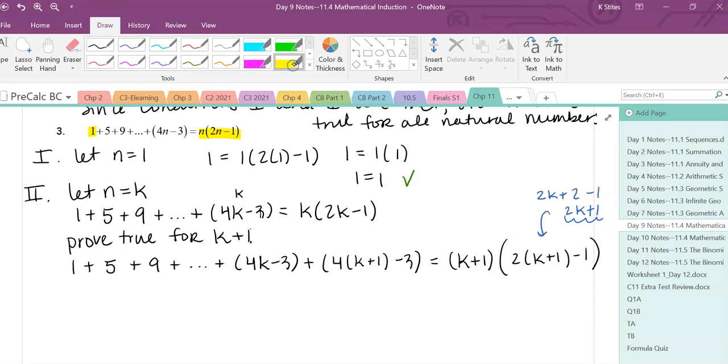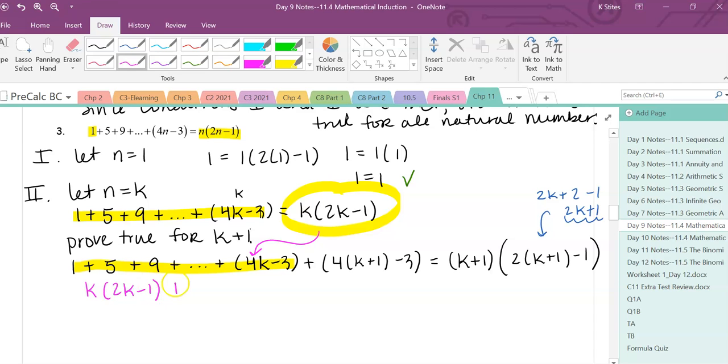Now we're going to do our substitution step. We know that 1 to 4k minus 3, this whole side is equal to this. So let's substitute it in. And now you can go ahead and start simplifying this side. So that's going to be 4k plus 4 minus 3.